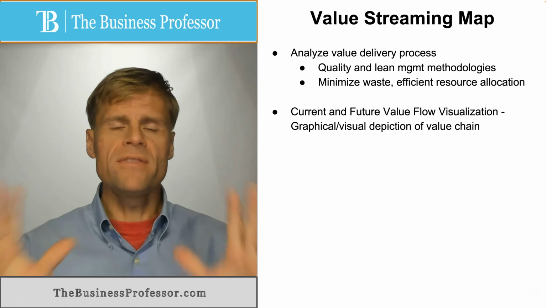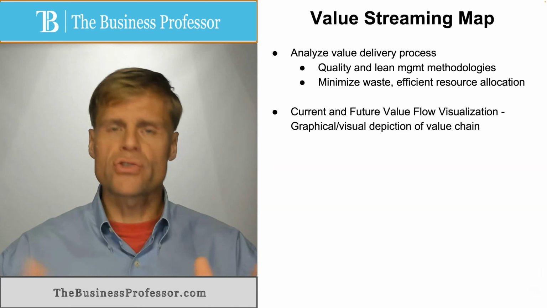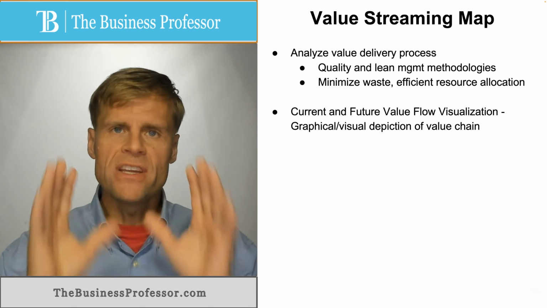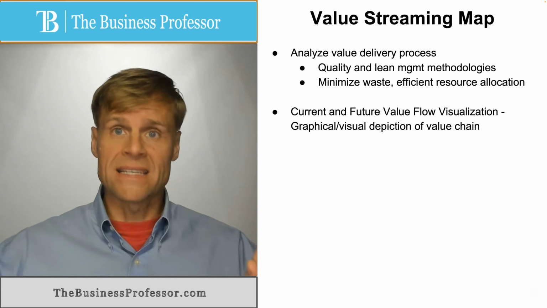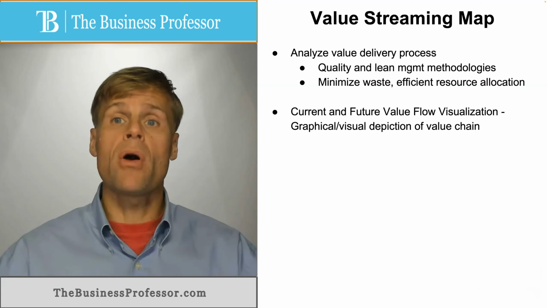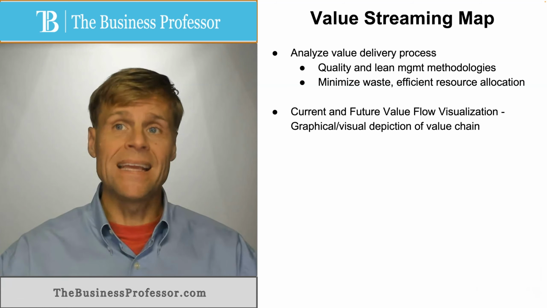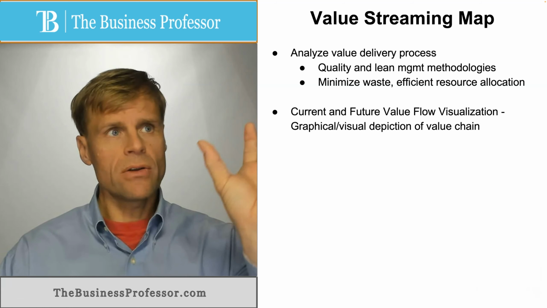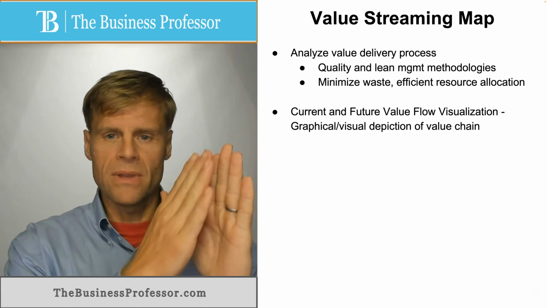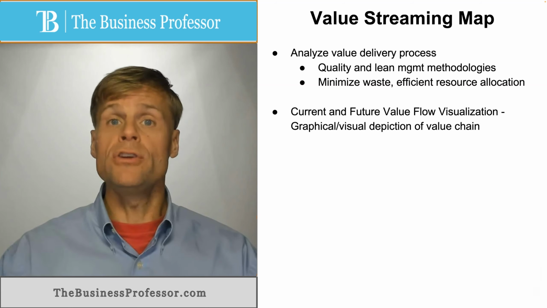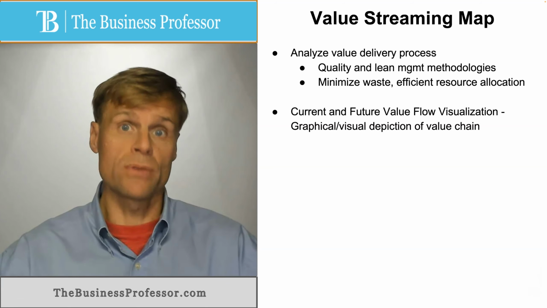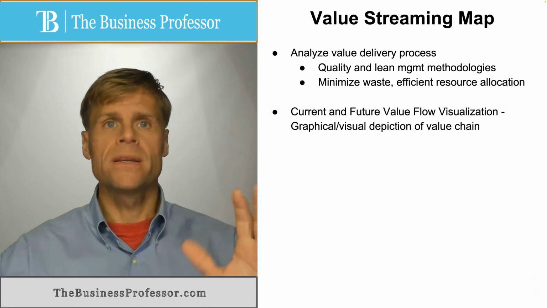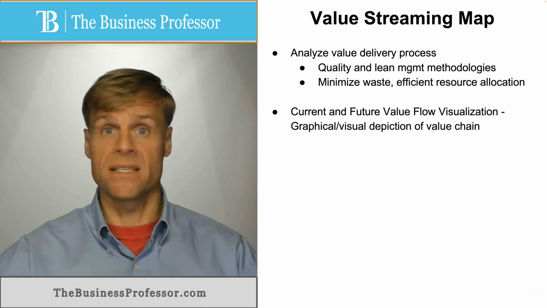Now, what the visual or value streaming map does is create a visual representation of all the value processes, or all the processes as part of the value chain in an organization. And it generally creates a current state of the value chain and a future state, that is the ideal state for what the value chain should look like. So these two are used for analysis purposes.